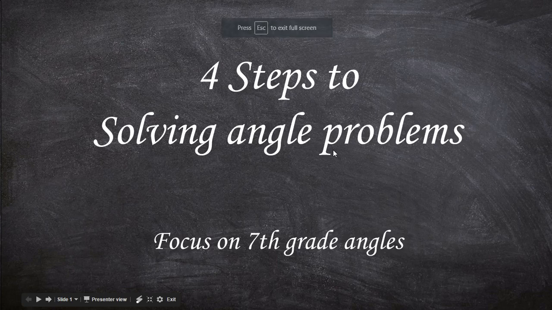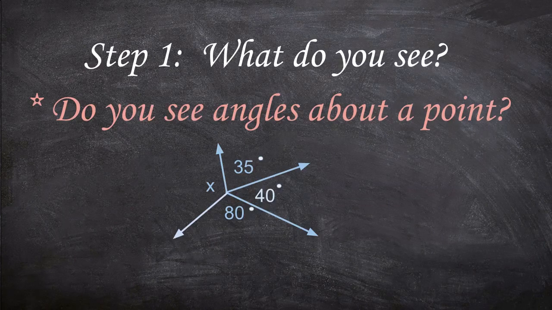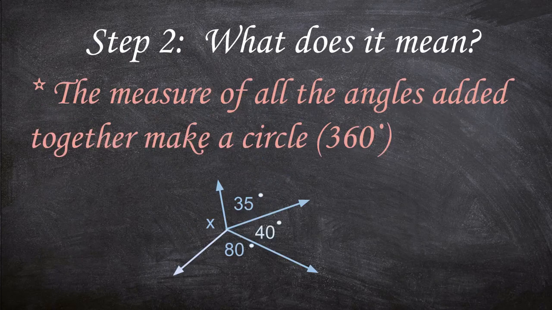Today we're going to discuss the 4 basic steps to solving angle problems in geometry. We're going to focus on the 7th grade standards. Step 1 is to identify what you see. Here you have a geometry picture with a missing angle. What do you see? Do you see angles around a point?